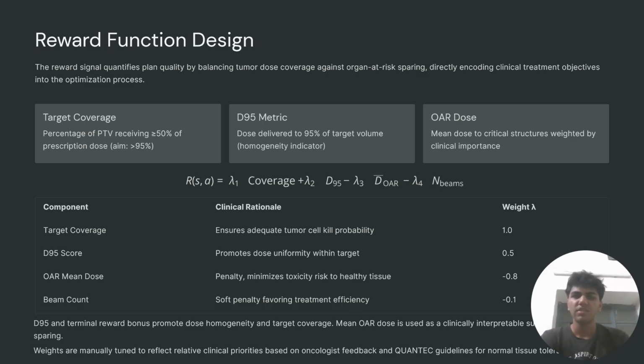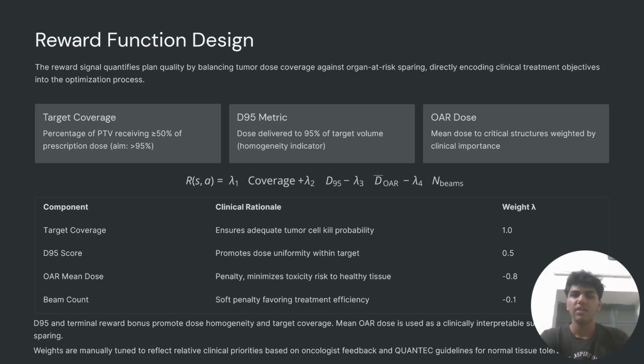The first term encourages strong target coverage by rewarding the percentage of the planning target volume receiving at least 95% of the prescription dose. This pushes the agent to ensure that the tumor consistently receives therapeutic radiation. The second term promotes dose homogeneity inside the tumor, measured using the D95 metric, that is, the dose delivered to 95% of the target volume. Improving this drives more uniform and clinically reliable dose delivery rather than leaving regions undertreated.